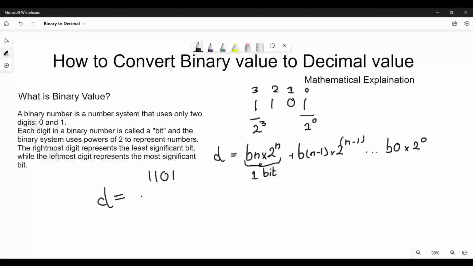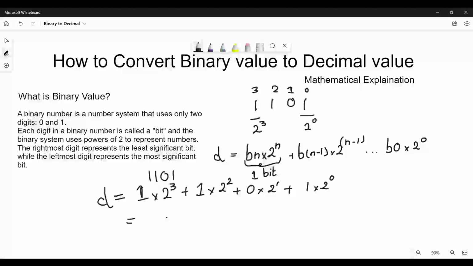Alright, back to this. So now we have b of n, that would be this 1. So we'll write down 1 and multiply it by 2 to the power 3, since that is the value of n here, and then we'll add once again 1 into 2 to the power 2, then a 0, since b 2, this particular bit is a 0, times 2 to the power 1, and add further another 1 into 2 to the power 0. Now let's see what this equates to.